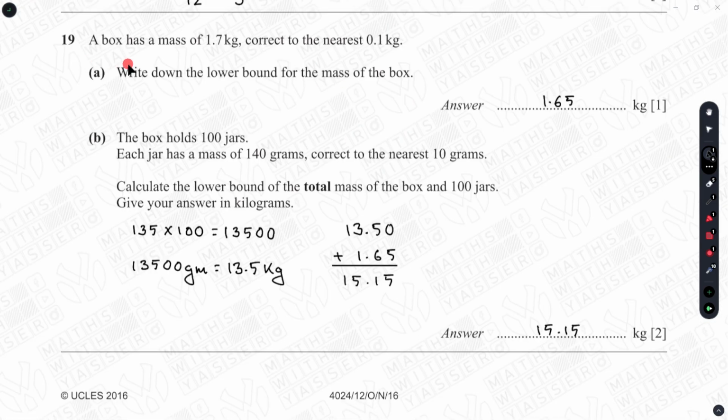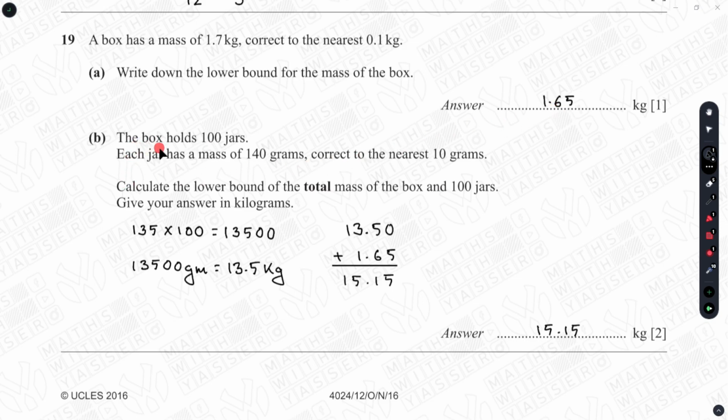Question number 19. A box has a mass of 1.7 kilo, correct to the nearest 0.1 kilo. Write down the lower bound for the mass of the box. So what we need to do, we have to divide this number by 2 to find the lower bound. So 0.1 divided by 2 is 0.05. So the lower bound will be 1.7 minus 0.05, which is 1.65.